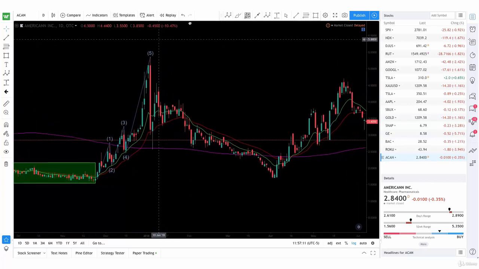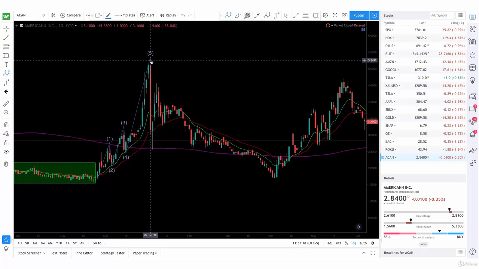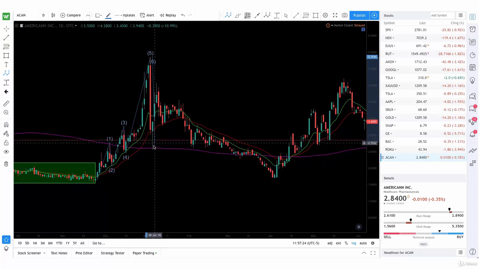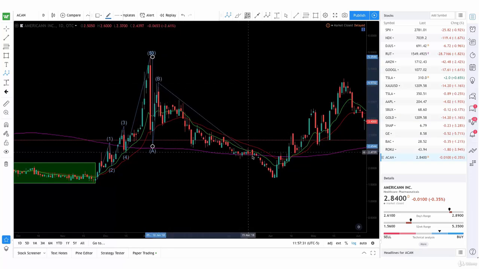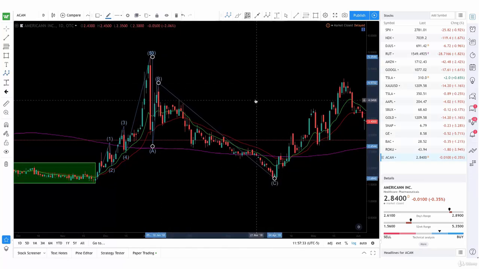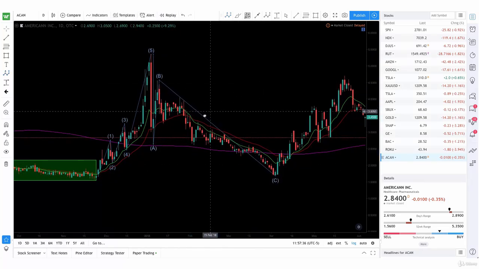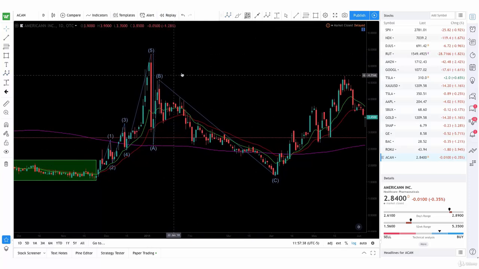Then after that, what happens? We get our corrective waves, which go into ABC. It's called an ABC correction. So we're going to take it from the top all the way to this bottom. And then we get a little bounce up. That will be our B. And then we get all this big C correction going all the way down. Now, how do we know the lengths of these legs?